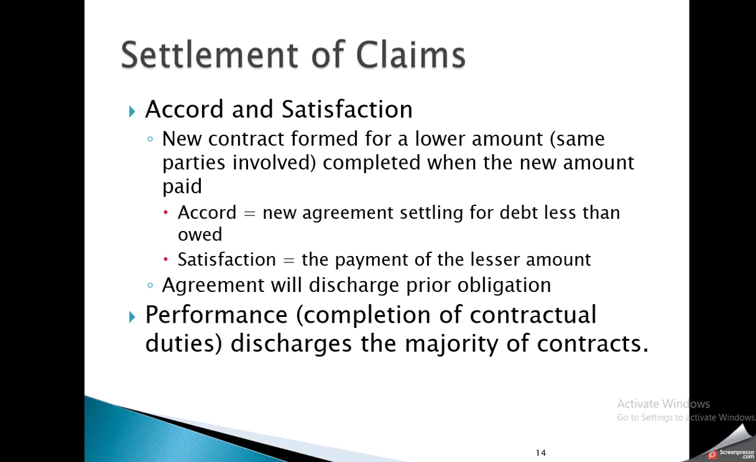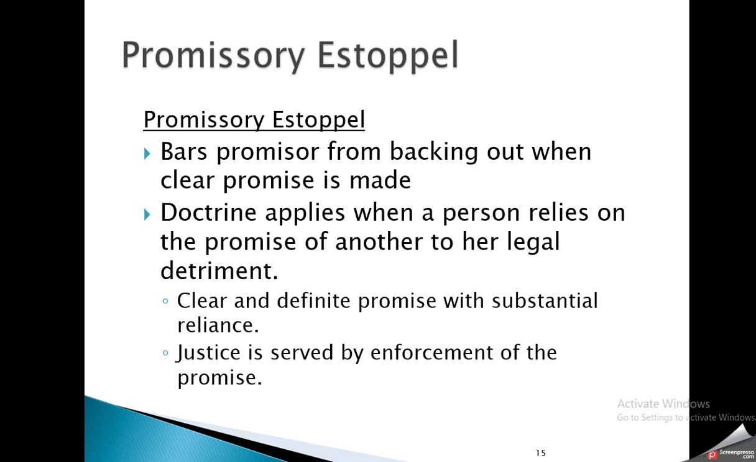Again, performance is the most common way for contracts to be settled. They're just completely performed and it discharges everybody from liability. There can be promissory estoppel where the courts are going to bar somebody from backing out of that promise. So say, for instance, you had a job offer and you sold your house and quit your job and moved your family across the state.